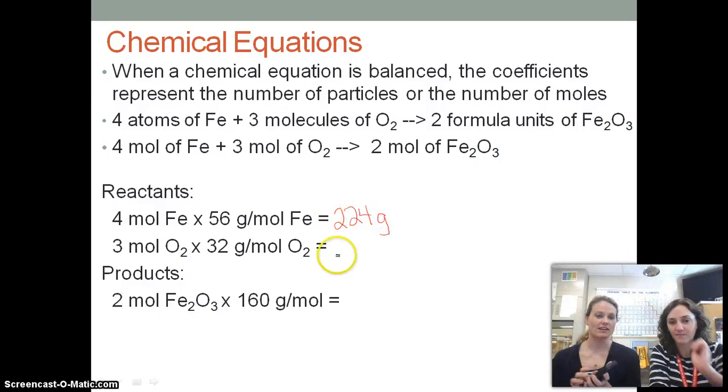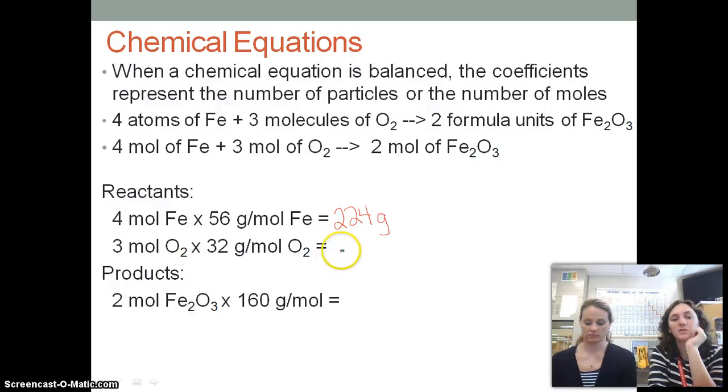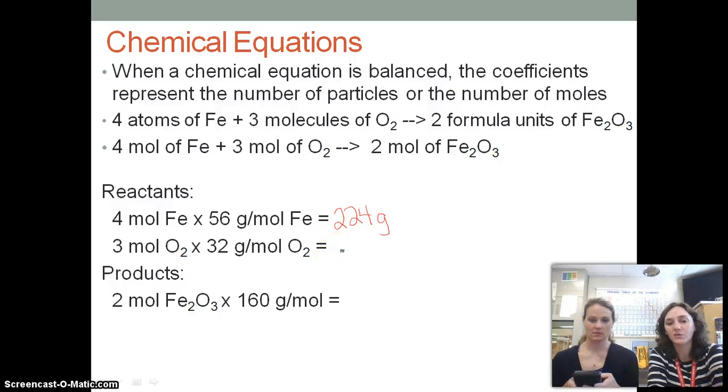So here we're seeing if our reactants and our products are equal, right? Is that what we're doing? Okay. So now we have 3 moles of oxygen gas, but it's O2 because it's diatomic. That's how we get 32. 3 times 32 is 96. If you add these two together, what's the number that you get? 224 plus 96 is 320. Okay, 320 grams for your reactants.